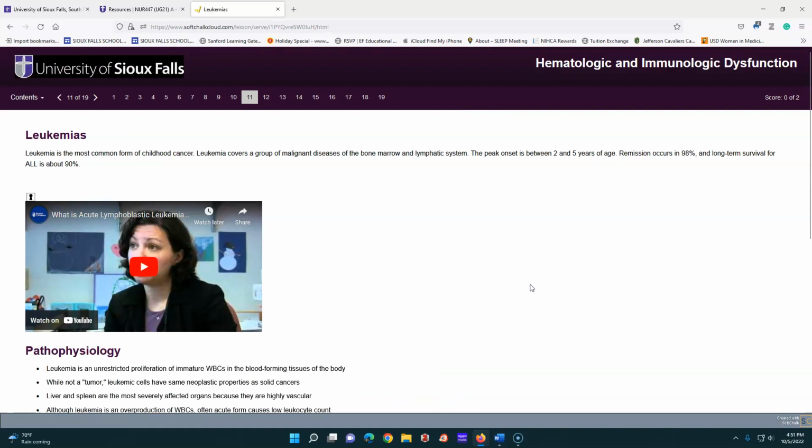So leukemia. ALL is probably the most common in kids. If you're going to get leukemia, if you're going to get ALL, you want it as a kid. Remission occurs in 98% with long-term survival of 90%. If you get this as an adult, your outcomes are not as good. So knowing that we can successfully have long-term survival rates of 90% is pretty good. We're still trying to eliminate this entirely, but these aren't such bad statistics, unless, of course, you're the 10%.